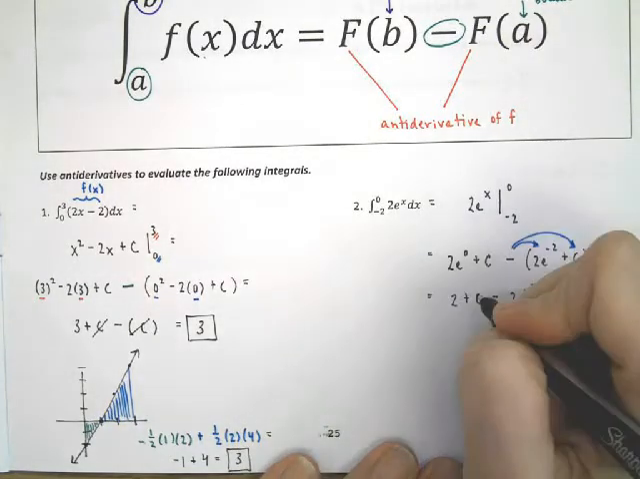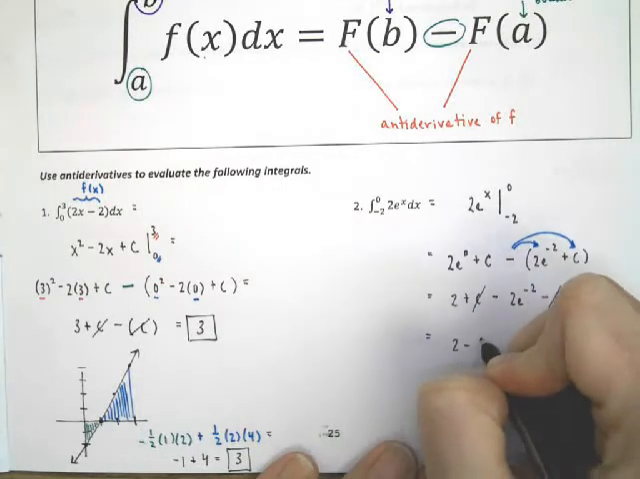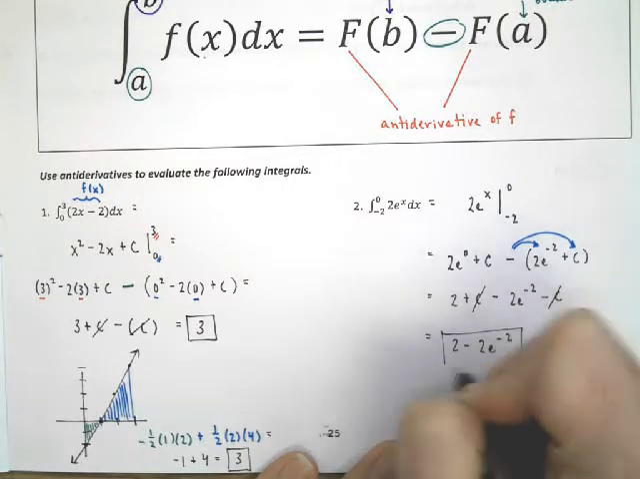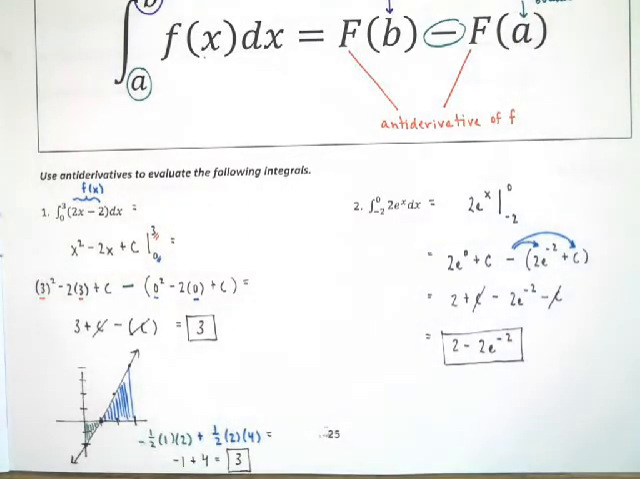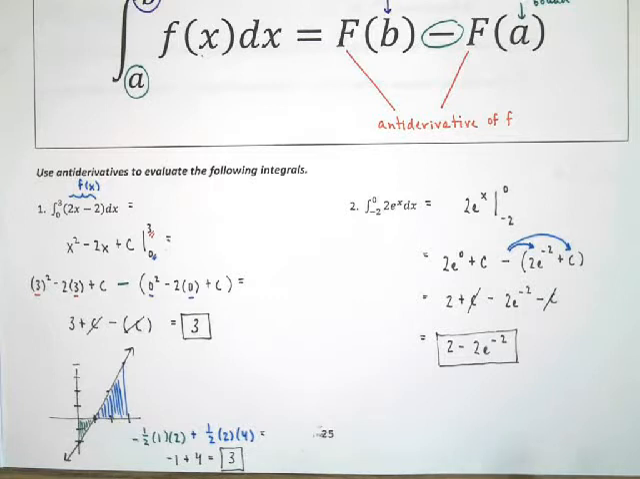So now my plus c and my minus c cancel out, and the value of my integral is 2 minus 2e to the -2. Now, you're noticing here, hopefully, those c's are always going to cancel out. If for some reason they don't, make sure that you're properly distributing that negative. That's probably going to be the only issue you might run up against if you're having problems with those c's not canceling out.